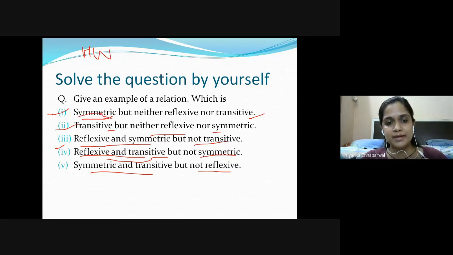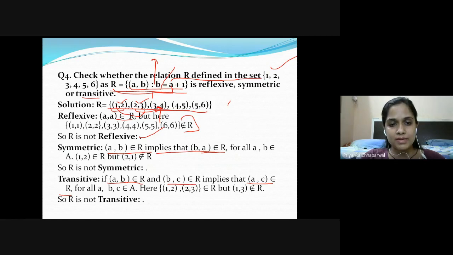See, the relation should be symmetric but not reflexive and not transitive. Can anyone give the idea of which type of relation it is? Anyone can give an example. One by one, what is the property of symmetric? We have seen it in the last slide. What is symmetric? a comma b belongs to R implies that b comma a should belong to R.